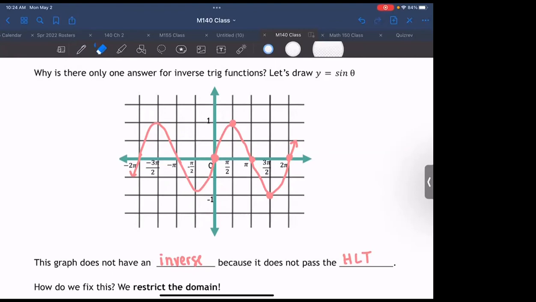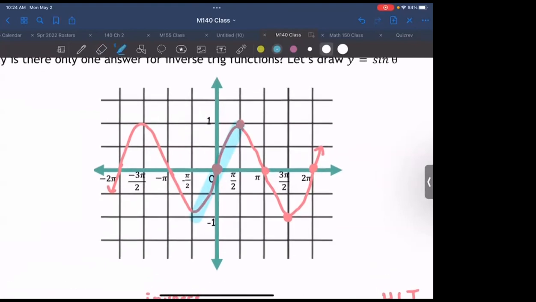Mathematicians always like to find ways to kind of cheat the system a little bit. Okay, and this is what we're going to do. We're going to do something kind of sneaky. Let's take a look at sine in between negative pi over 2 and pi over 2. Let me highlight it again so you guys can see. Does this graph pass the horizontal line test if I ignore everything else and just focus on that blue highlighted area? Yeah, right, it passes the horizontal line test, okay?